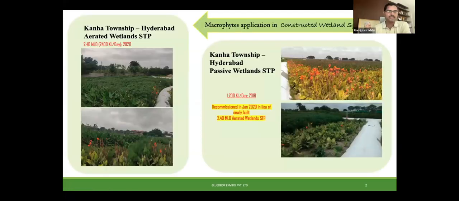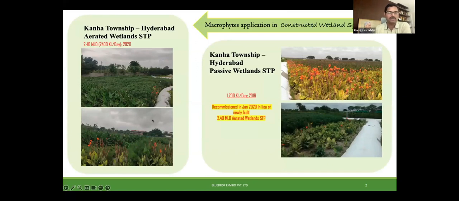So this is one of the treatment plants where we are treating about 2.4 MLD of wastewater coming from a township where there are shock loads of 30 to 40,000 people. Then they visit the campus. And other times there are only 2,000 to 3,000 people. So this sewage treatment plant that you see on the left caters to that kind of load.